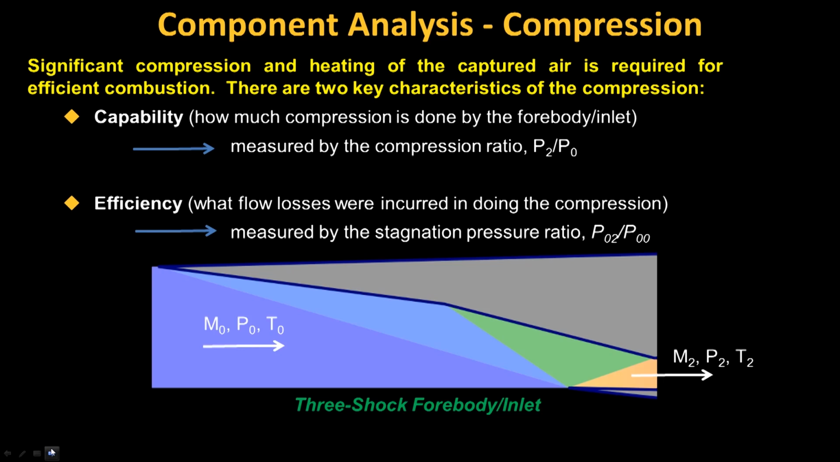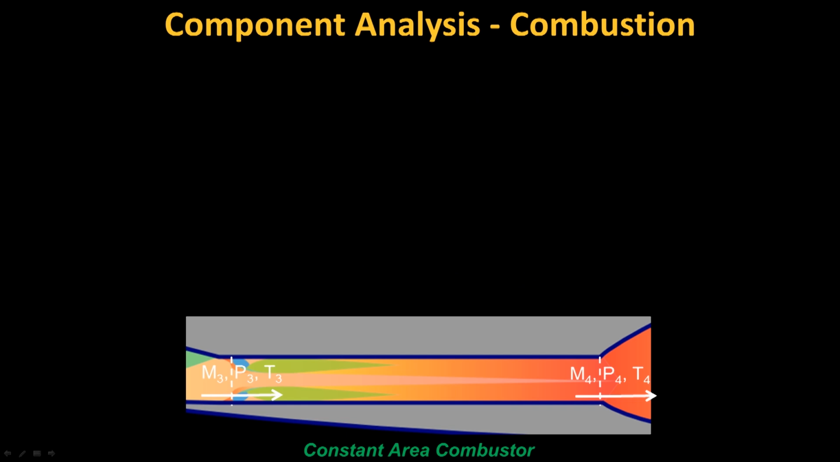In most situations, the capability of an inlet process is a requirement of the engine, whereas the efficiency is a measure of the quality of the compression. The higher the stagnation pressure ratio, the better and more efficient is the compression. So the goal of a good inlet is to capture as much airflow as possible with the least amount of stagnation pressure loss.